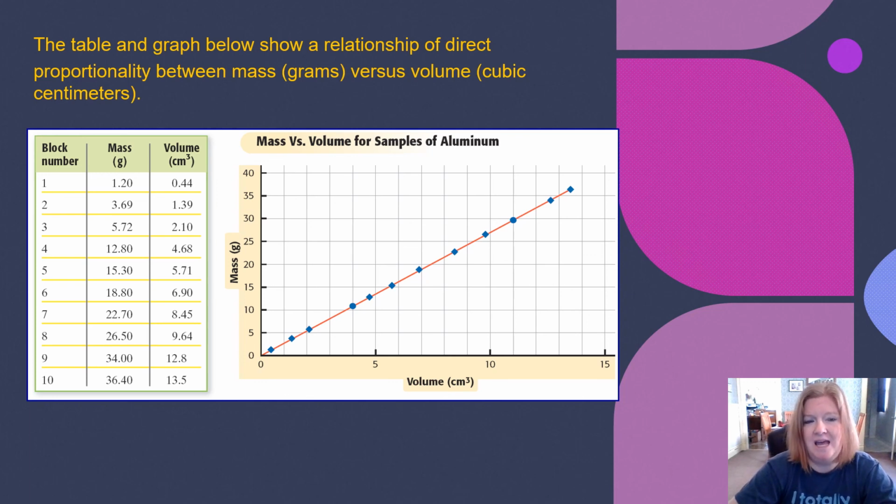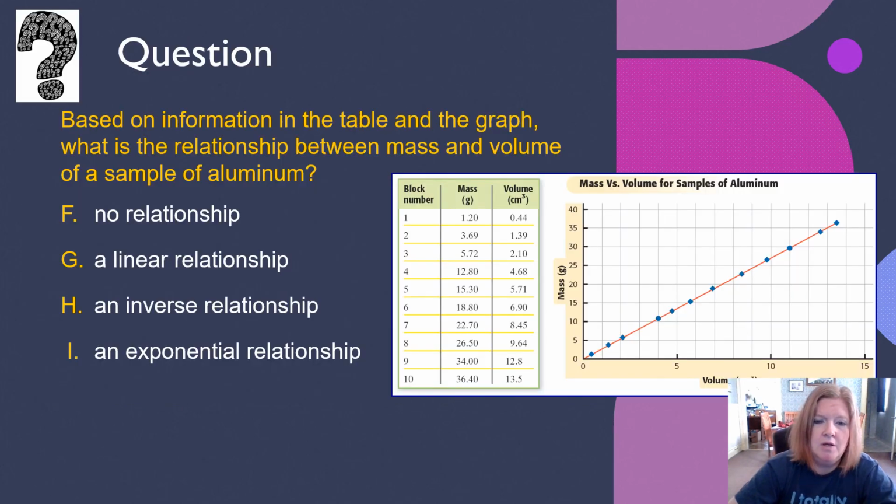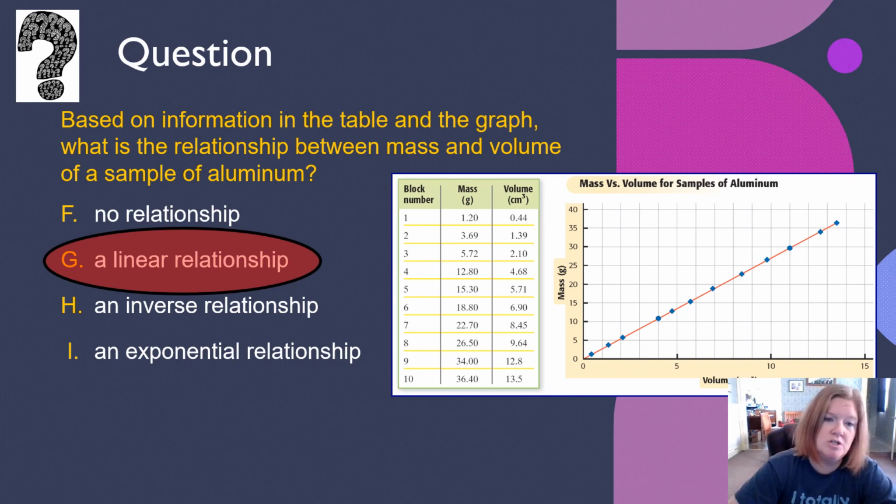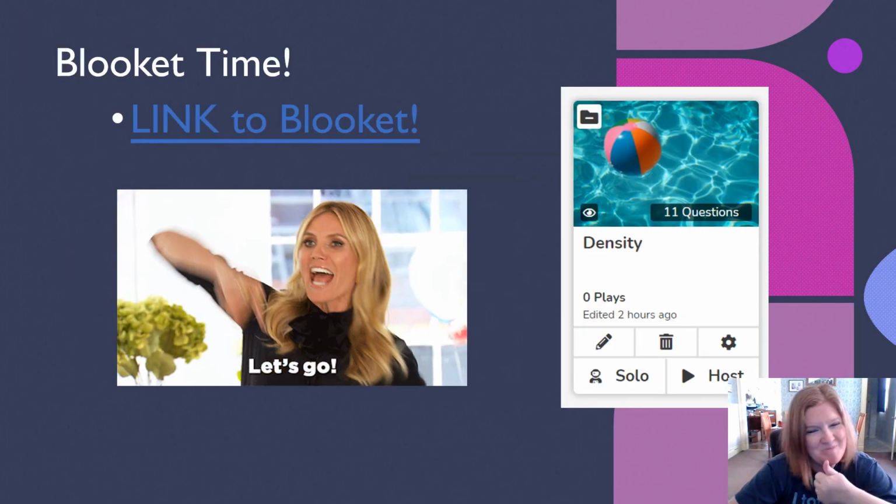All right, so this table and graph shows a relationship of direct proportionality, a linear relationship between mass and volume. Okay, so based on this information, what is the relationship? Are they unrelated, no relationship, linear, inverse, or exponential? You should know it's a linear relationship. And in class, we could practice with the blue kit.